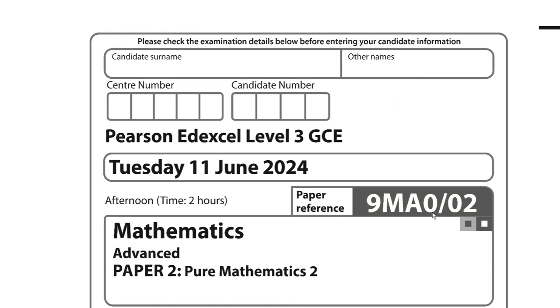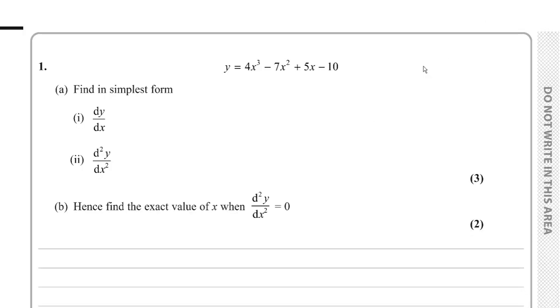This is the Edexcel A-Level Maths Paper 2 from the 2024 series. Question number 1. y equals 4x cubed subtract 7x squared plus 5x subtract 10.